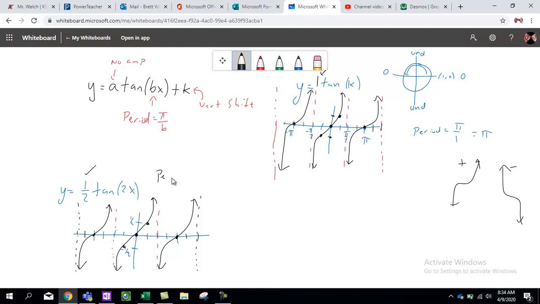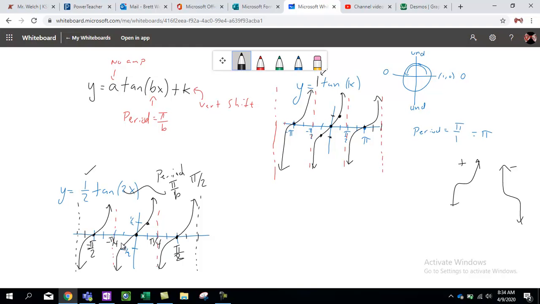The period is supposed to be pi over b. And since the number multiplied by x is 2, that would be pi over 2. So if I'm going to put pi over 2 at the fourth mark and negative pi over 2 at my fourth to the left, what would this middle mark be called? Well, 1/2 of a 1/2 is a fourth. So this would be pi over 4 and negative pi over 4.